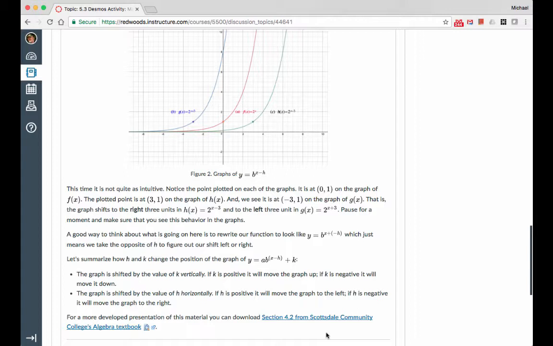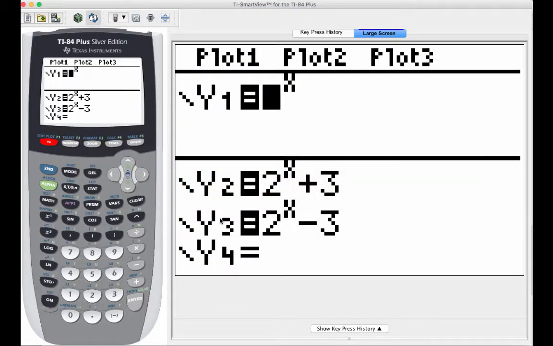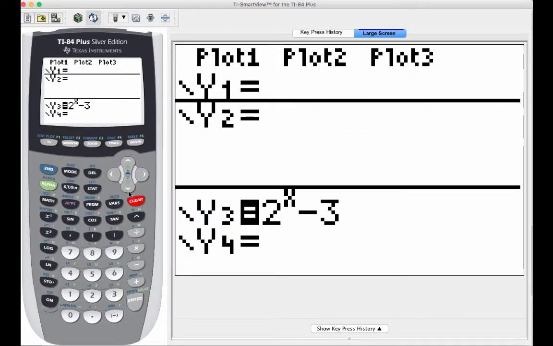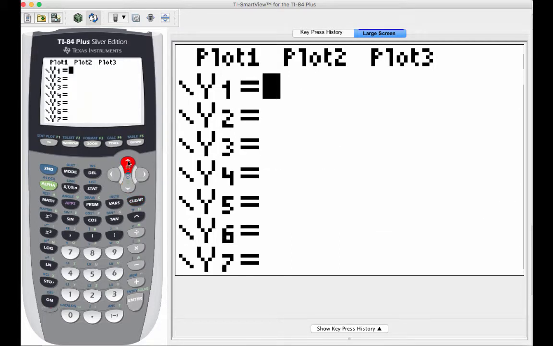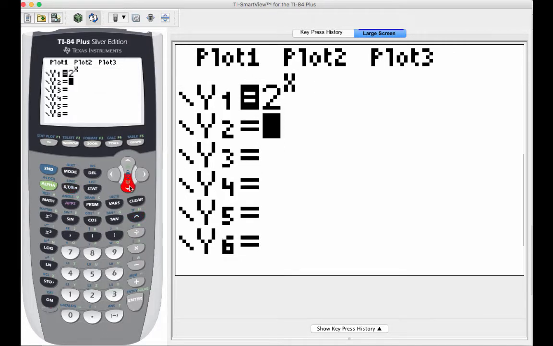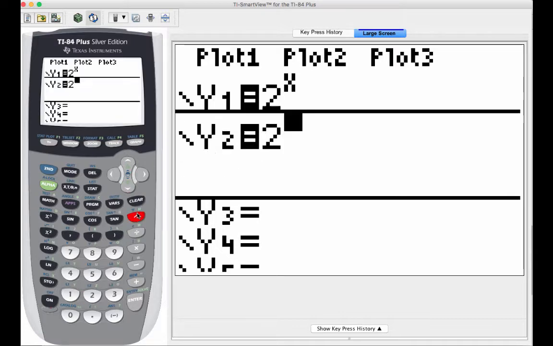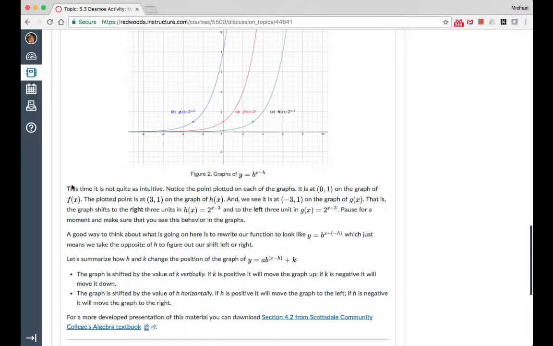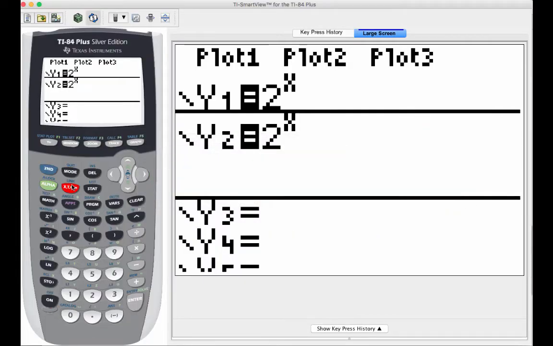So let's pause for a moment and take a look at that on our calculator and actually verify that. Let's get our calculator back out here. Let's clear out the functions in our y equals, and start all over. We'll put in 2 to the x as our stock function in y1. And now we're going to put in 2 raised to the x plus 3, which would be our g(x). Now notice this time I do not shift out of the exponential position. I leave it up there. Now let's press graph and take a look at those two graphs compared to each other.